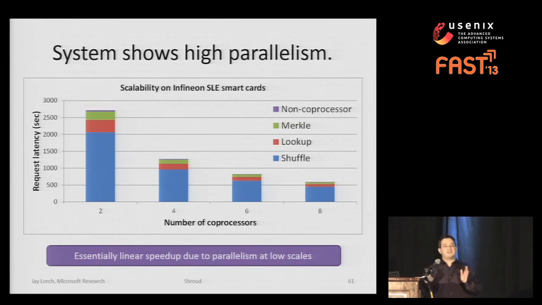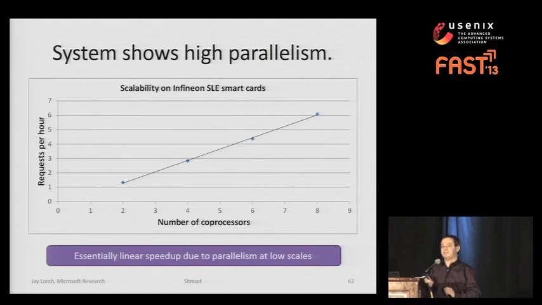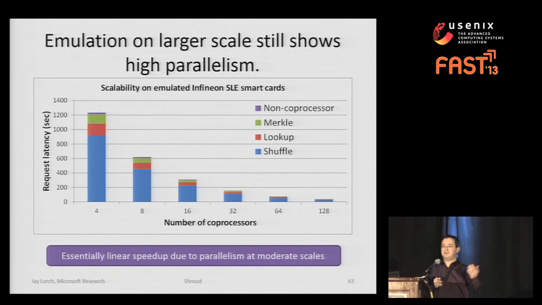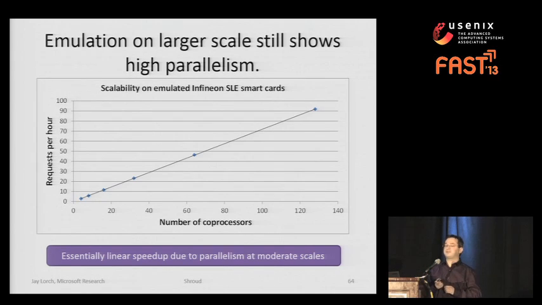So the main result is that our application of parallelism allows us to achieve linear speedup. And that may be visible from this graph, or it might be a little easier to see if I invert the axis. You can see that as you increase the number of coprocessors, you can clearly leverage that. This trend continues as you add more coprocessors. We can emulate out to 128 coprocessors and still see a linear gain.